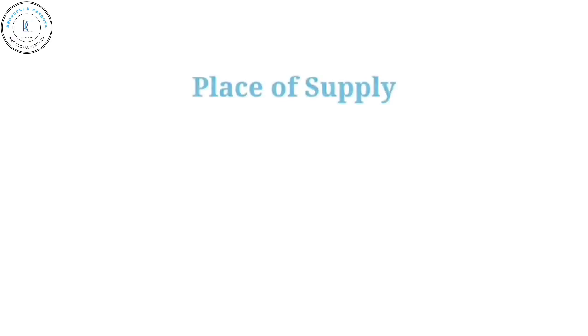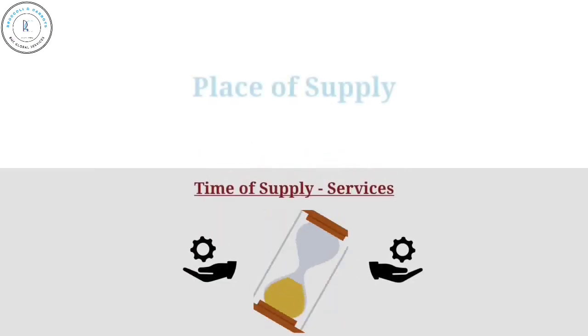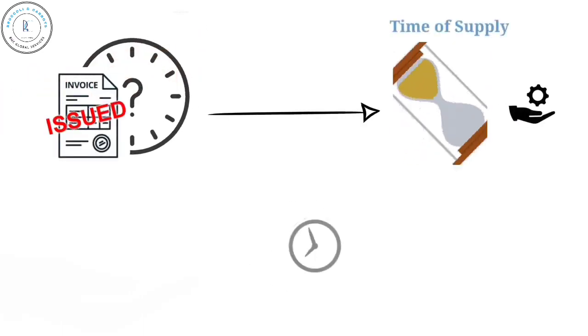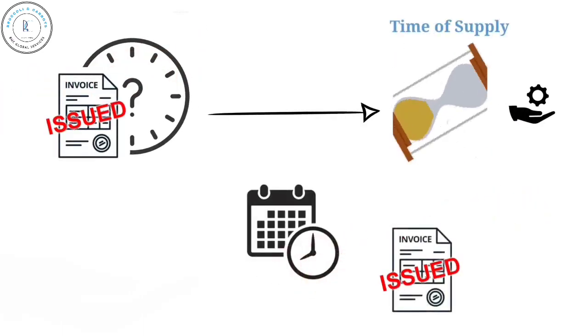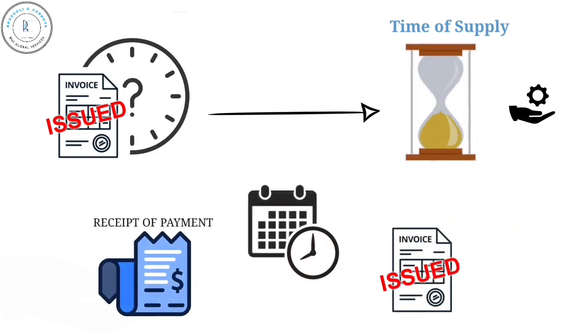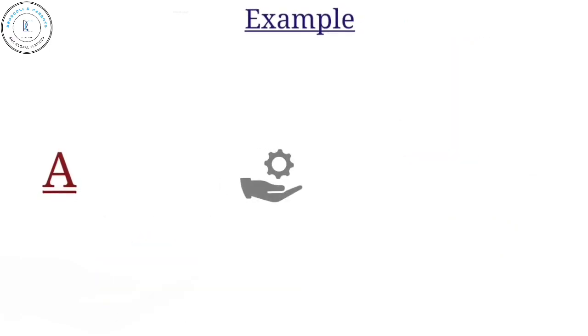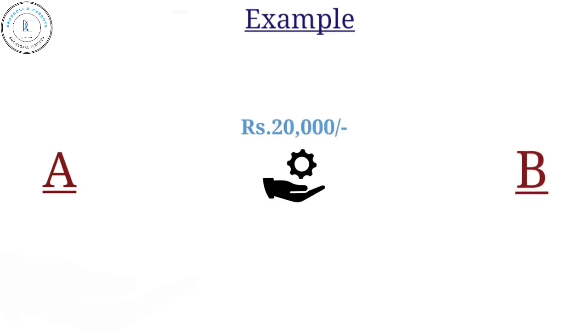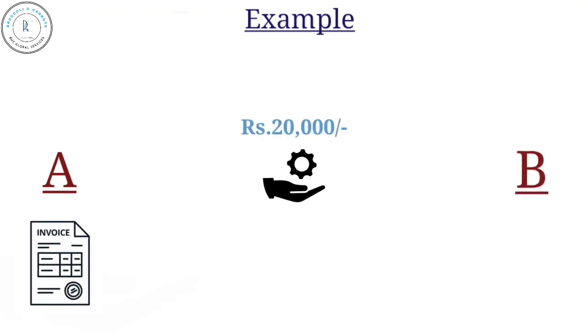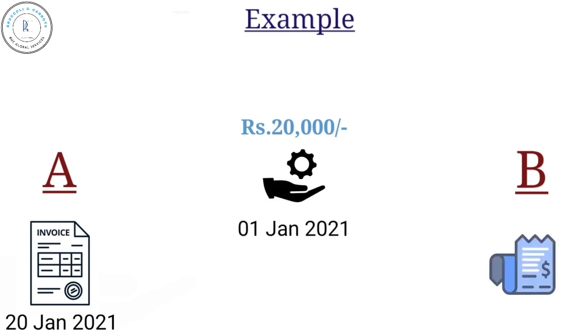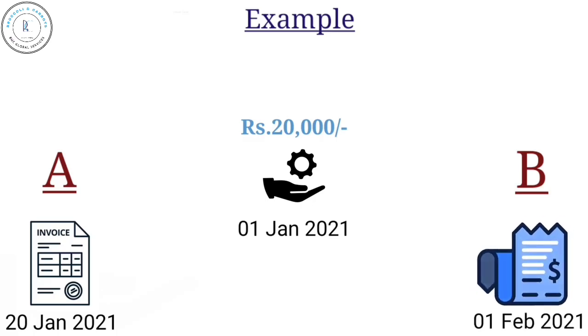Today, we shall be discussing the concept of time of supply for services. When invoice is issued, time of supply is the earliest of date of issue of invoice and date of receipt of payment. Example: A provided services to B for 20,000 rupees. Invoice issued on January 20, 2021. Services provided on January 1, 2021. Payment received on February 1, 2021. Time of supply of service is January 20, 2021.